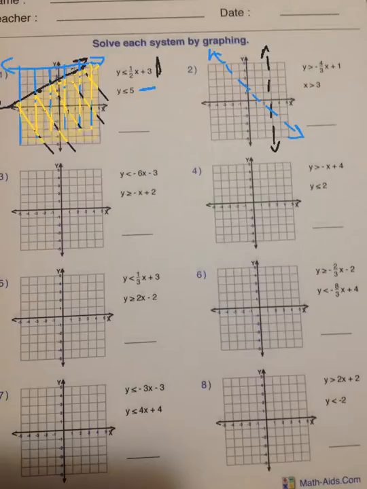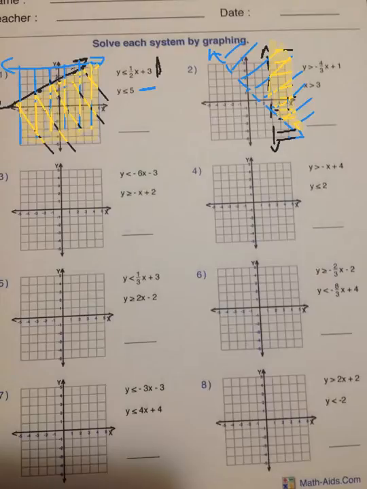So X is greater than 3, which means everything over here, and Y is greater than -4/3 X plus 1, which means everything over here, and you can see where the colors overlap is just going to be right here. And that's going to be your final answer for number 2.